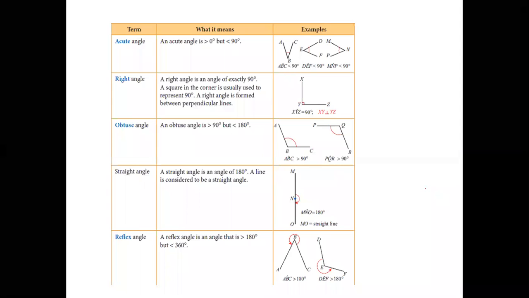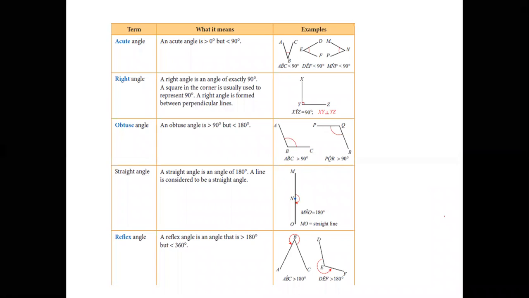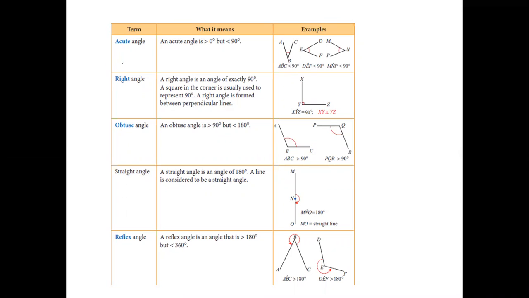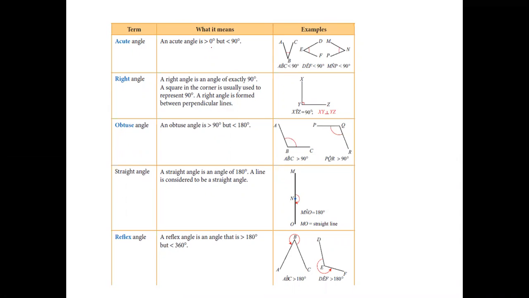And let's go on with our terms, the definitions or meanings of these terms, and examples. The first term of this lesson is acute angle. As you know, an acute angle is less than 90 degrees and more than zero, so between 0 and 90. And 90 degrees is not included in an acute angle.